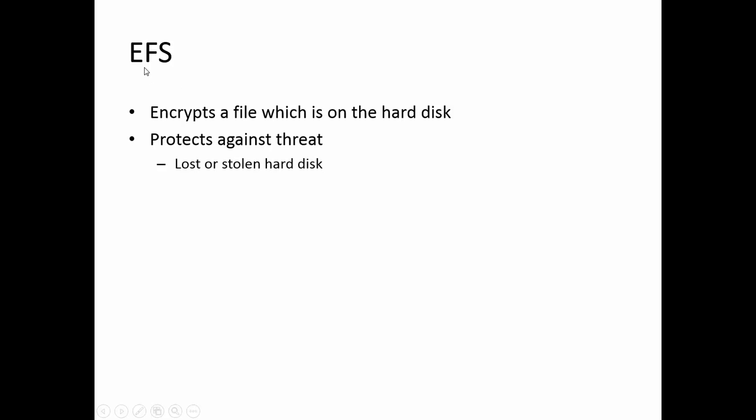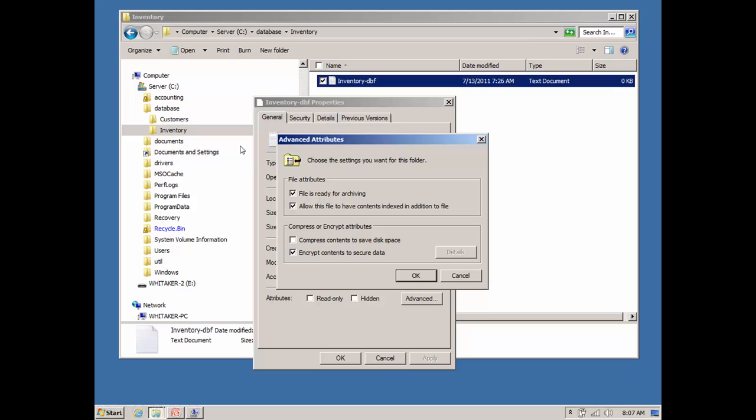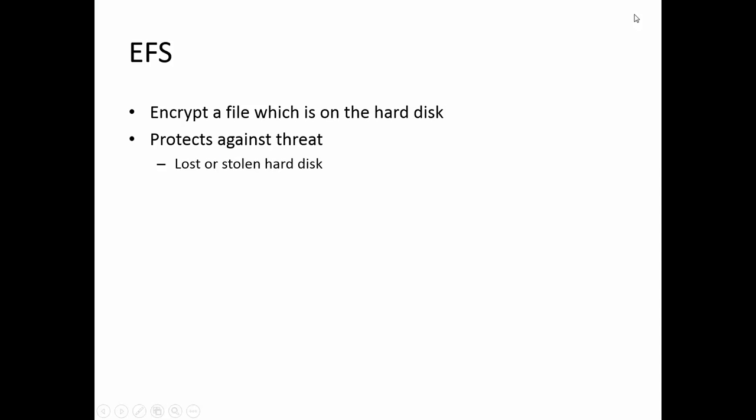To configure EFS, it's real easy. I'll just go to the file which I want to encrypt, such as the inventory database file. I right-click on that. Under Properties, I select General. I click on the Advanced button, and then I simply click on the checkbox that says Encrypt Contents to Secure Data. And when I do that, it encrypts files which are sitting on the hard disk, and that protects against a lost or stolen hard disk.